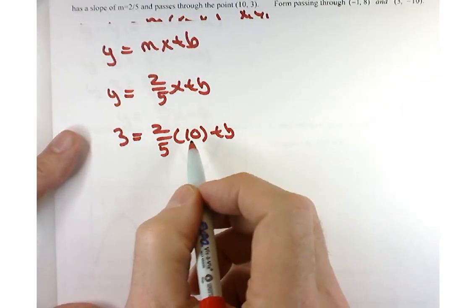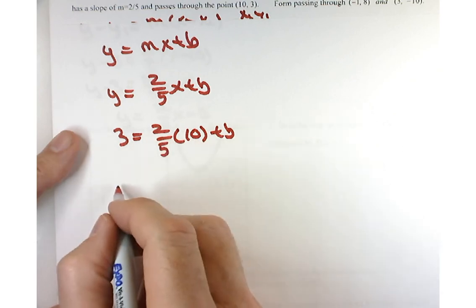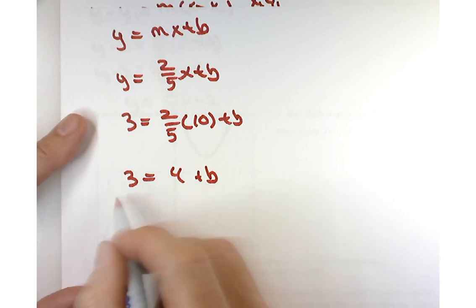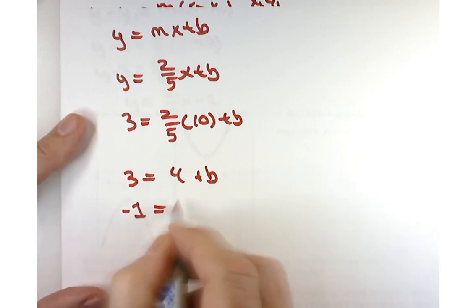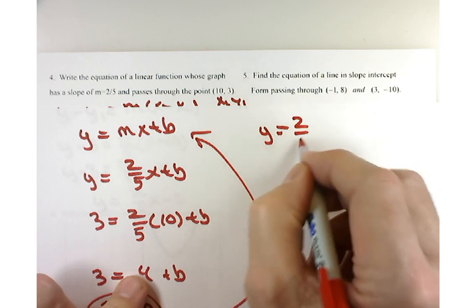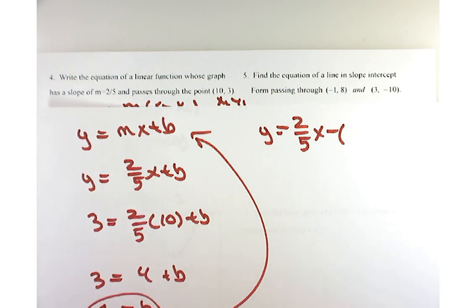And so, let's see, 2/5 times 10, that's going to give me 4 plus b. Subtract 4 from both sides, I get b is negative 1. So now I can plug that back in here and get y equals 2/5 x minus 1. So it's a different way to solve this, but it gets at the same thing. That's kind of close to what I think you were suggesting.